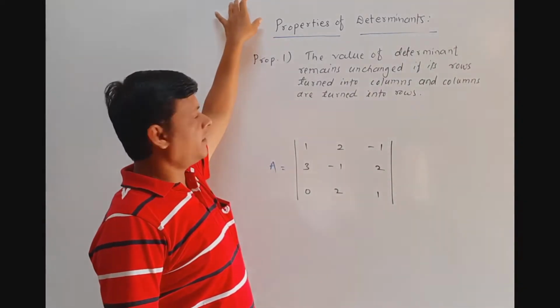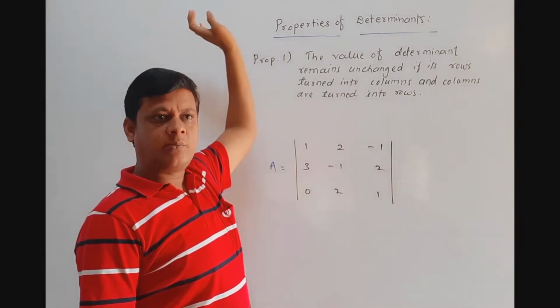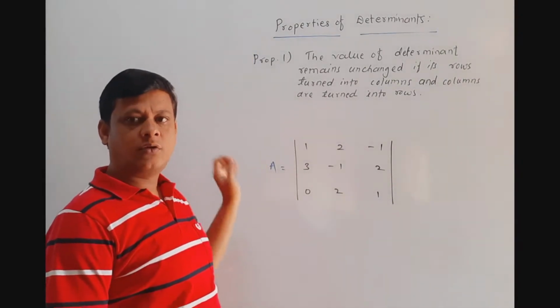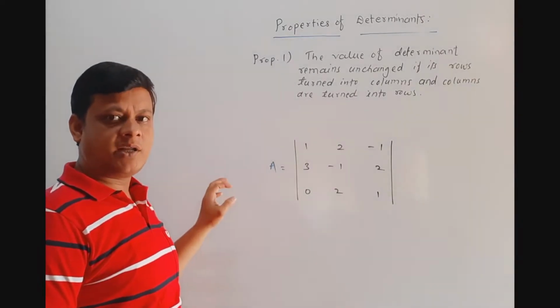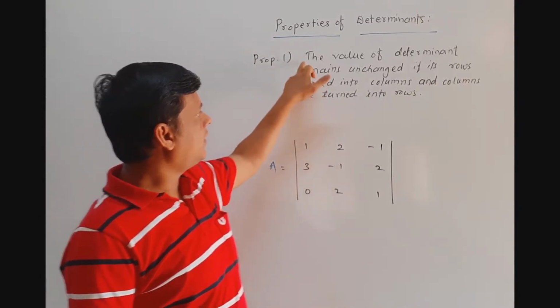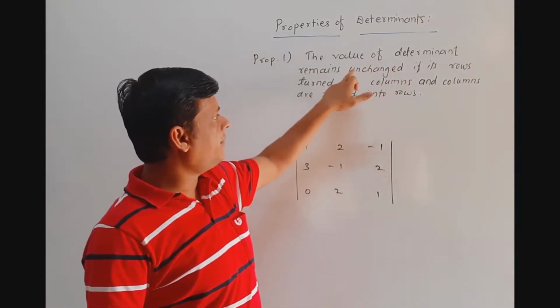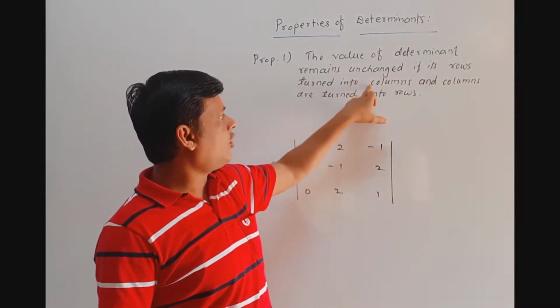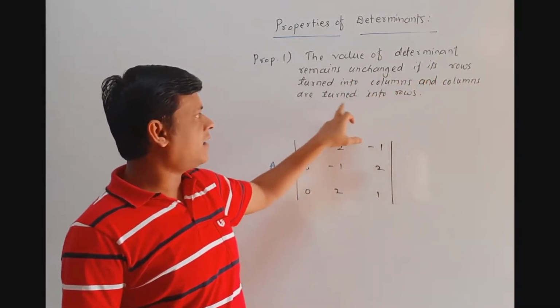Now see next topic, properties of determinant. With the help of these properties we can evaluate a determinant easily. So we discuss first property: the value of determinant remains unchanged if its rows turn into columns and columns are turned into rows.